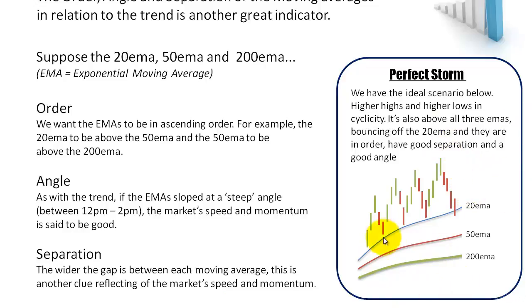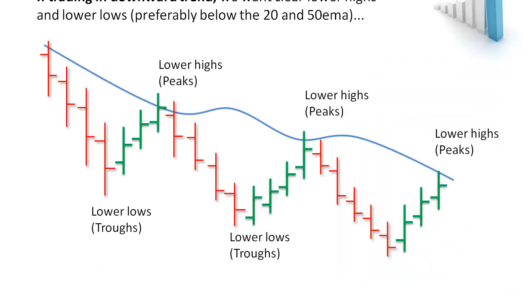And we would invite you to cite this example for the ultimate way of looking at moving averages in terms of having the 20 above the 50, the 50 above the 200, higher highs and higher lows, separation, order and angle of the 20 EMA facing between what would otherwise be 12 and 2 p.m. on the clock.